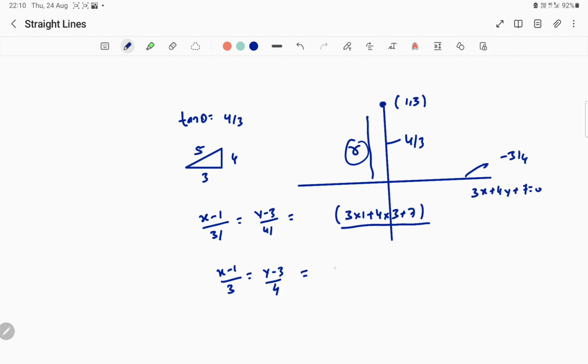So can you picturize that this is written as 3 into 1 plus 4 into 3 plus 7 by how much? 3 square plus 4 square. Can you see the shape is coming? Okay, but the distance is modulus, isn't it? So we should write here modulus. But in the formula there was a minus. So as I told you, this is algebraic distance, isn't it? So when you are going down, the algebraic distance should be negative. So you remove the modulus and write here how much? Minus. Can you get this?